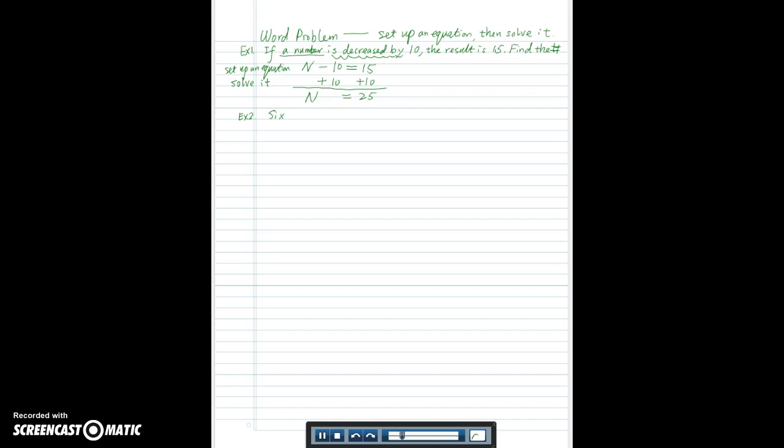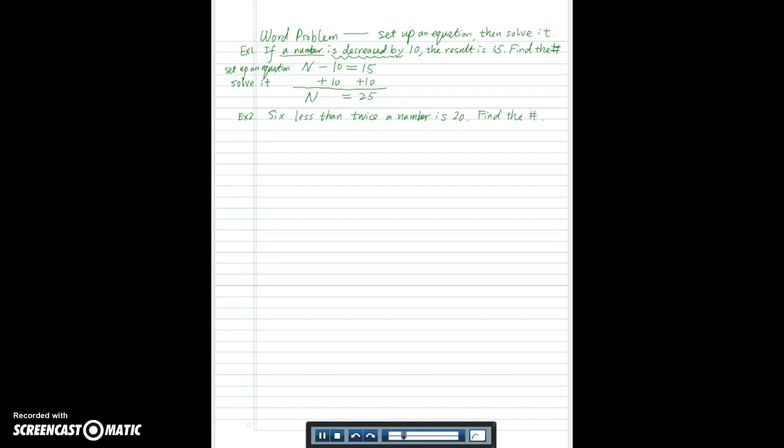So example 2. 6 less than twice a number is 20. Find the number.